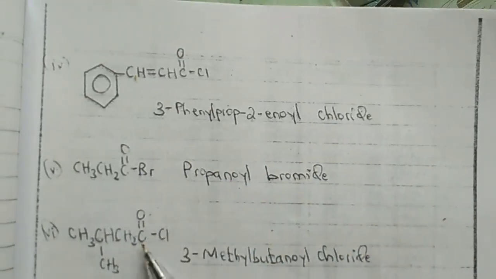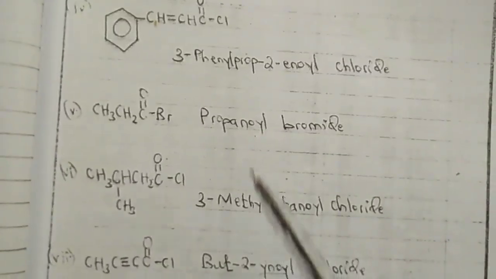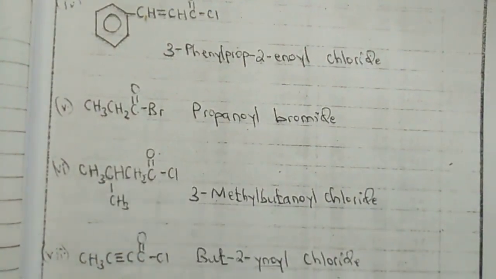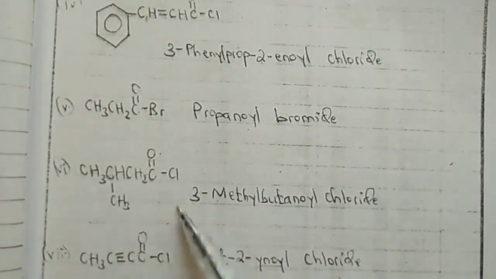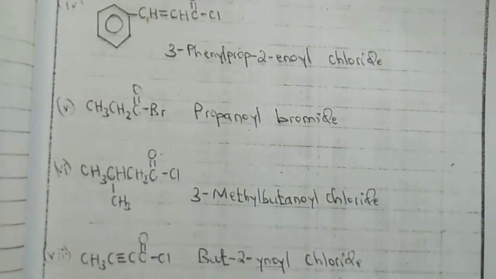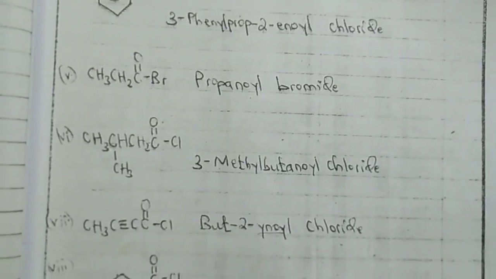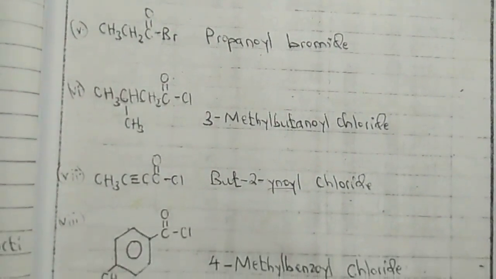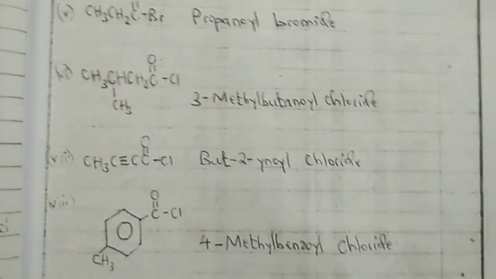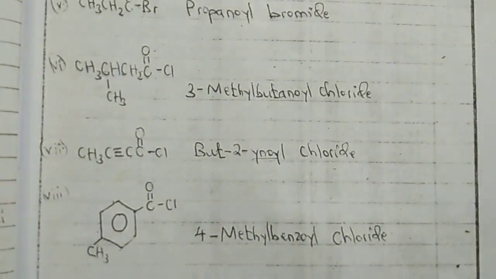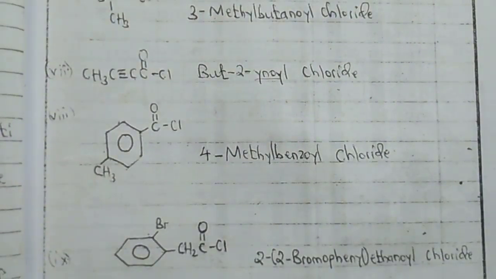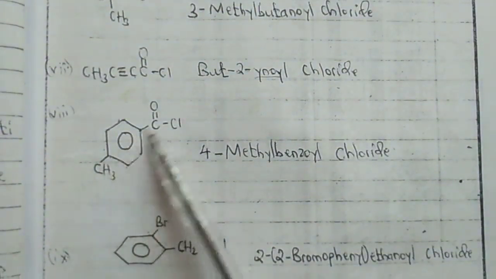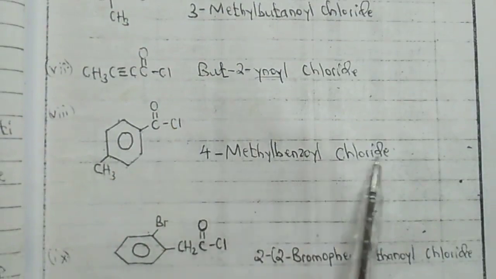Mfano hapa ni propanoyl, that means na carbon 3, propanoyl bromide. Then hapa anakuwa ni 1 2 3 4, butanoyl chloride, lakini ana methyl kwenye carbon ya 3. So 3-methyl butanoyl chloride, unaona. Alafu toka hapo huyo hapo 4-methyl benzoyl chloride, 4-methyl benzoyl chloride.